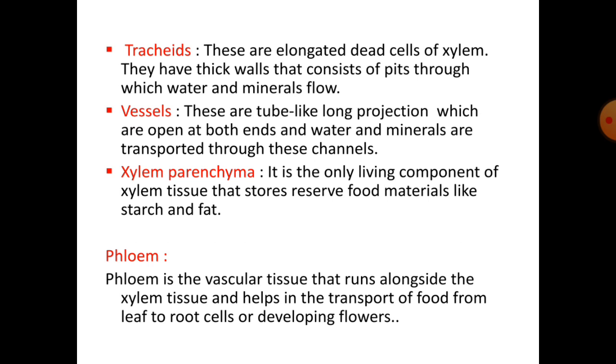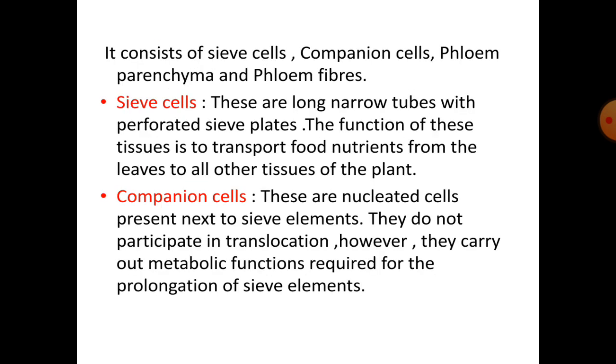Phloem. Phloem is the vascular tissue that runs alongside the xylem tissue and helps in the transport of food from leaf to root cells or developing flowers. It consists of sieve cells, companion cells, phloem parenchyma and phloem fibres. Sieve cells. These are long narrow tubes with perforated sieve plates. The function of these tissues is to transport food nutrients from the leaves to all other tissues of the plant.